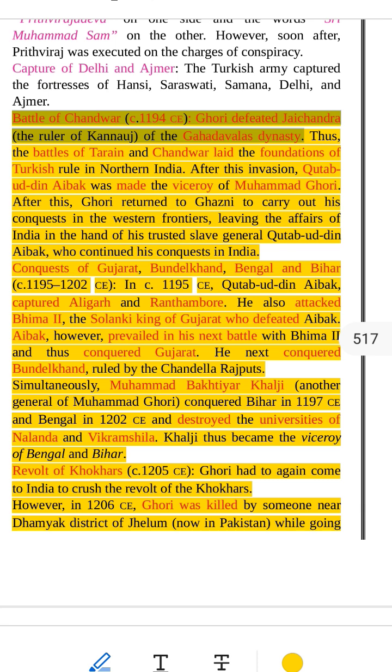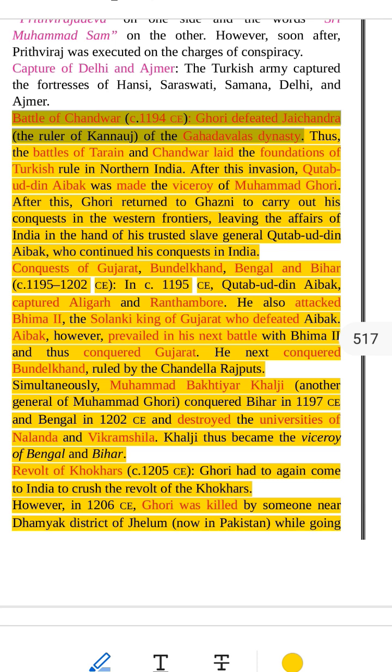4. After this, Ghori returned to Ghazni to carry out his conquests in the western frontiers. After this, once he had set up control in India, Ghori returned to Ghazni. He went back to his main city, Ghazni, in today's Afghanistan, to continue his conquests, his attacks to capture more land, in the western frontiers, in the western areas near Iran, Afghanistan, etc.